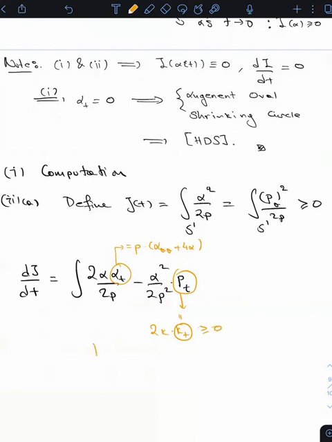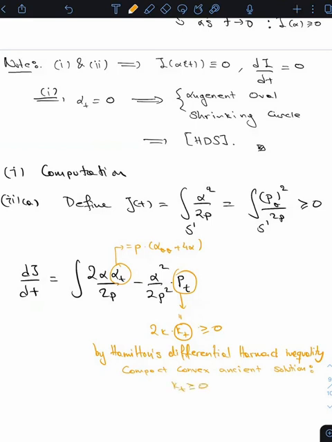Why? This comes from Hamilton's Harnack inequality. So by Hamilton's differential Harnack inequality, which is a very powerful tool and says that if you have a compact convex ancient solution, the curvature is always non-decreasing. Okay, this is also true for higher dimensions, very powerful too.